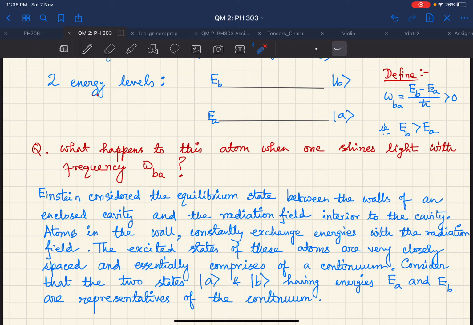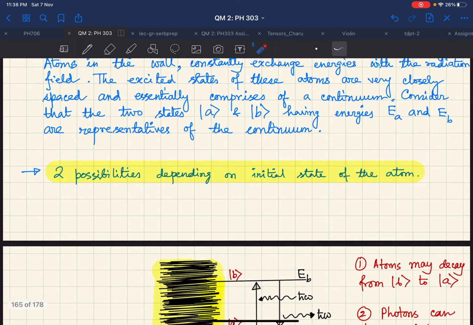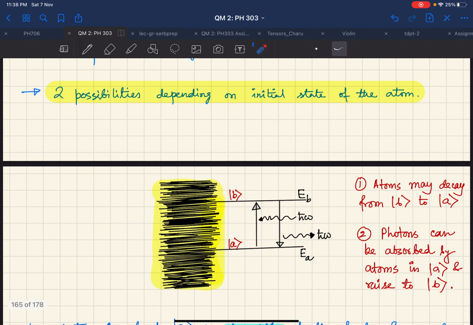So we consider therefore that the two states which we denote by ket A and ket B, whose energies E_A and E_B are also known, are representatives of this continuum. So pictorially it looks something like this. Suppose this is a continuum, there are a lot of states in this continuum, and ket A and ket B are kind of representatives of the states in this continuum.